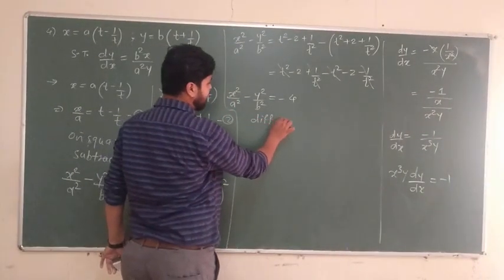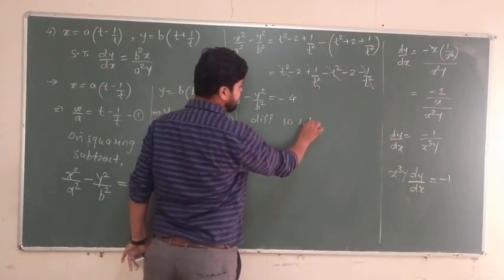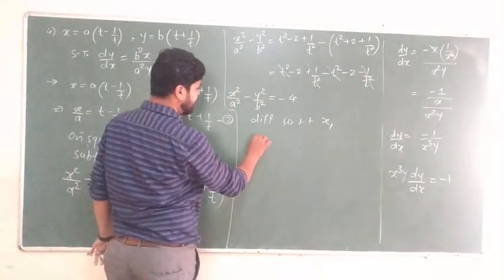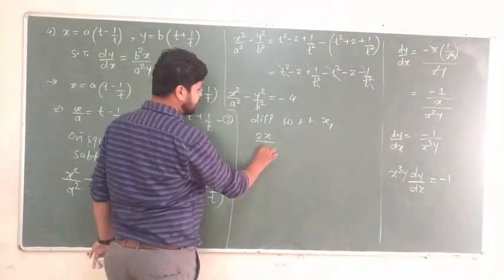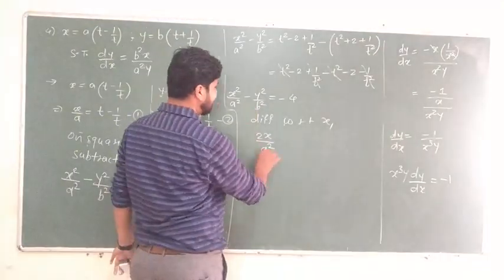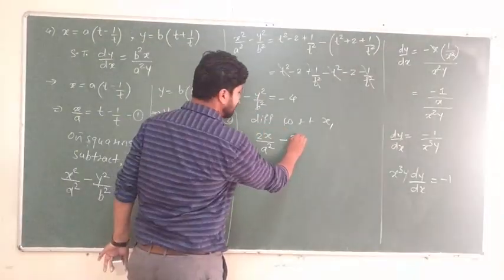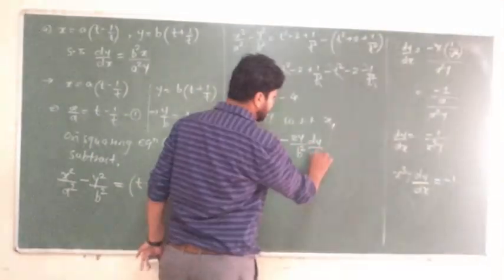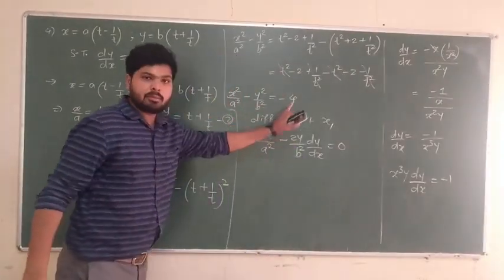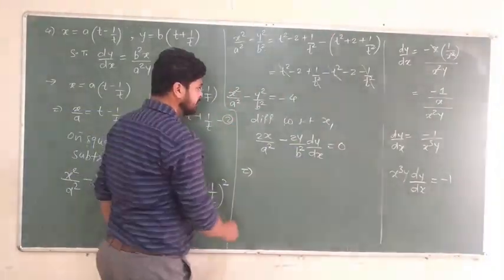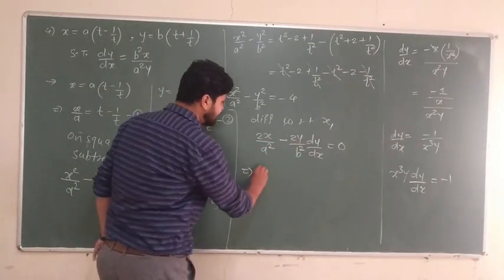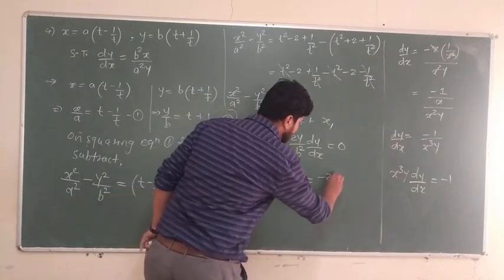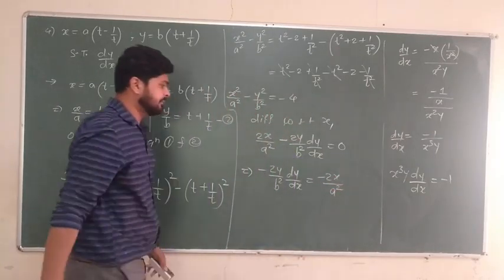Now we are differentiating this equation with respect to x. The derivative of the first term, x square, is 2x upon a square, the constant kept as it is. Then minus the derivative of y square is 2y upon b square into the derivative of y, which is dy by dx, equal to 0. The derivative of minus 4 is 0. So I shift this term to the right hand side: minus 2y upon b square into dy by dx is equal to minus 2x upon a square.